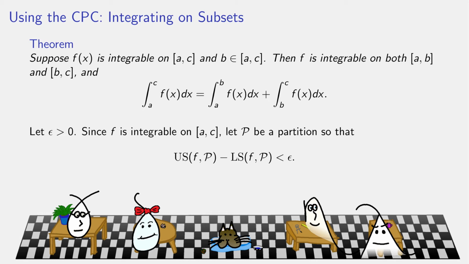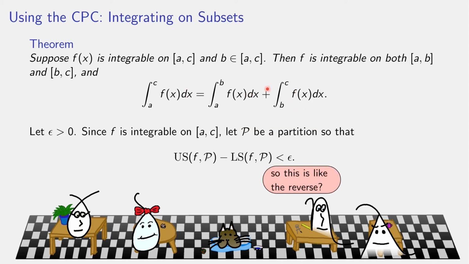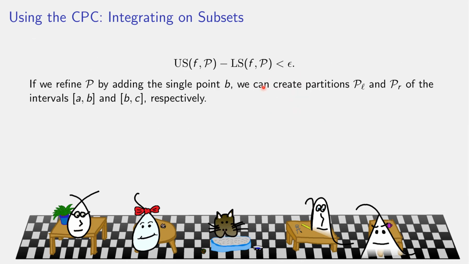Since f is integrable, I'm going to use the closed partition criterion. I know that this is equivalent to integrability. So I can find a specific partition whose upper and lower sums are within epsilon of each other. And yeah, we already showed we can glue together two small pieces if I know these are integrable. But now we're just doing it in reverse. That's exactly right. So I pick a specific partition whose upper and lower sums are within epsilon of one another.